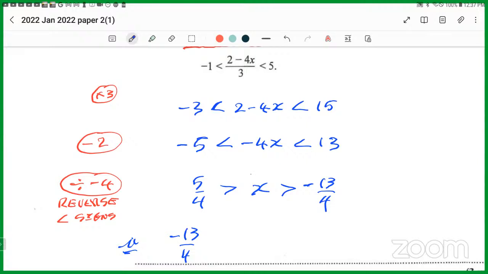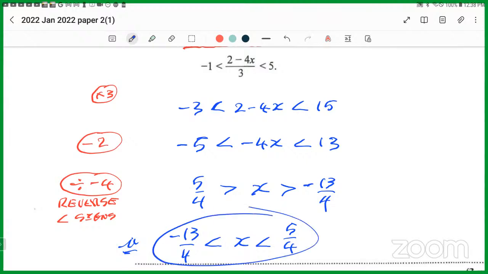-13/4. If you read it from the middle, you say -13/4 is less than x. That's what that side is saying. And then this side is saying that x is less than 5/4. This x in the middle is less than 5/4. So generally speaking, if I turn this inequality around, these two signs reverse as well.